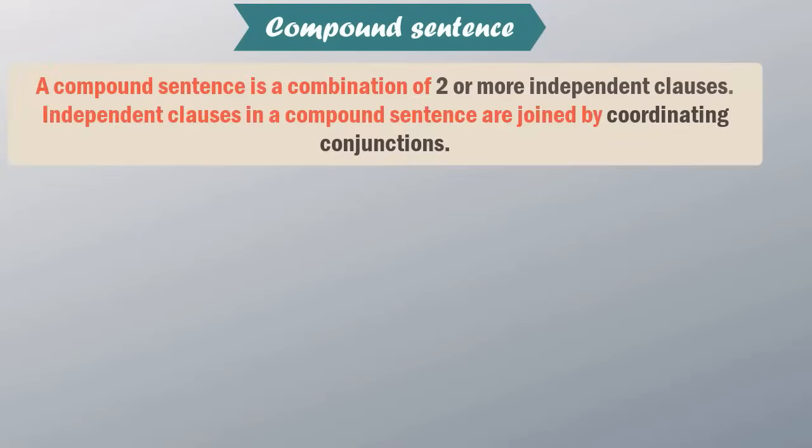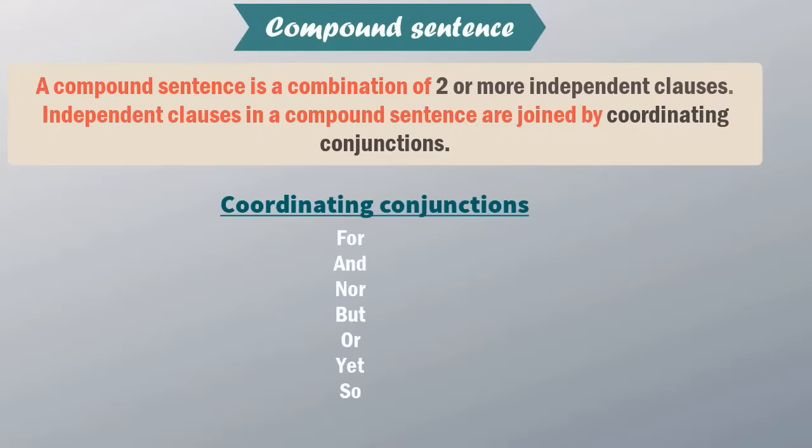Guys, a compound sentence is a combination of two or more independent clauses. At least two or more independent clauses. When we add two or more independent clauses using coordinating conjunctions, we have a compound sentence. Right? Now, what are coordinating conjunctions? There are 7 conjunctions in English: for, and, nor, but, or, yet, so. We also know them by the acronym FANBOYS. This is a very easy way to remember these conjunctions, FANBOYS.